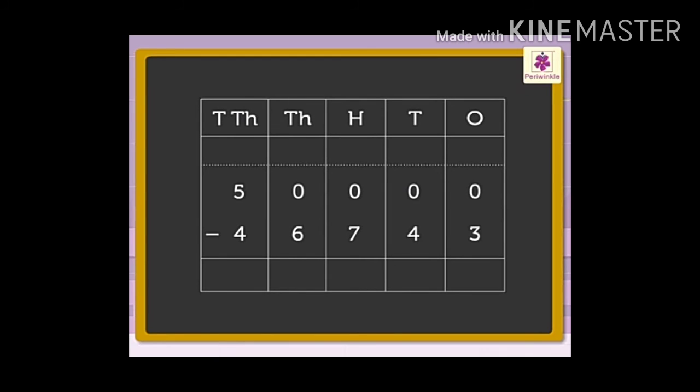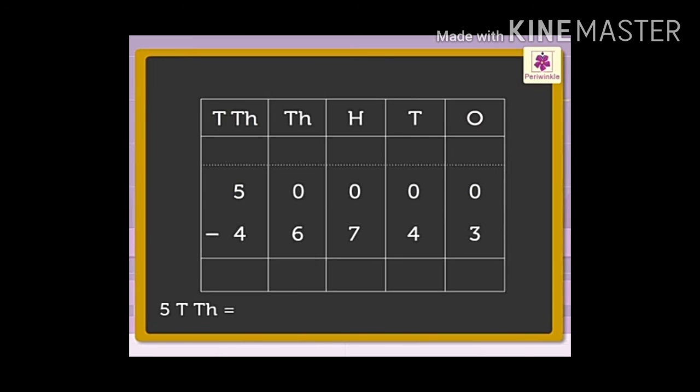Now subtraction with zeros. How to subtract numbers with zeros? Here is an example. 46,743 we have to subtract from 50,000. How? We have to write these numbers in the place value chart. So here you see thousands, hundreds, tens, ones place. There are zeros. You cannot subtract the numbers, so we have to regroup it. In the 10,000 place 5 is there, and in thousands, hundreds, tens, ones, zeros are there. We cannot subtract, so we have to regroup it.